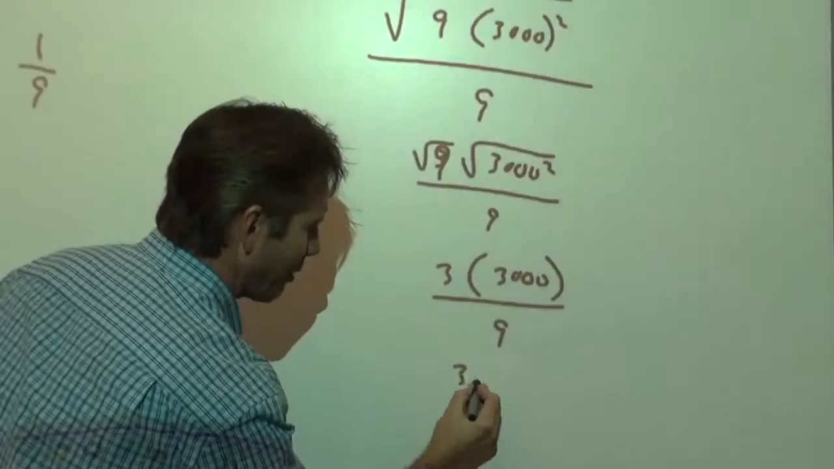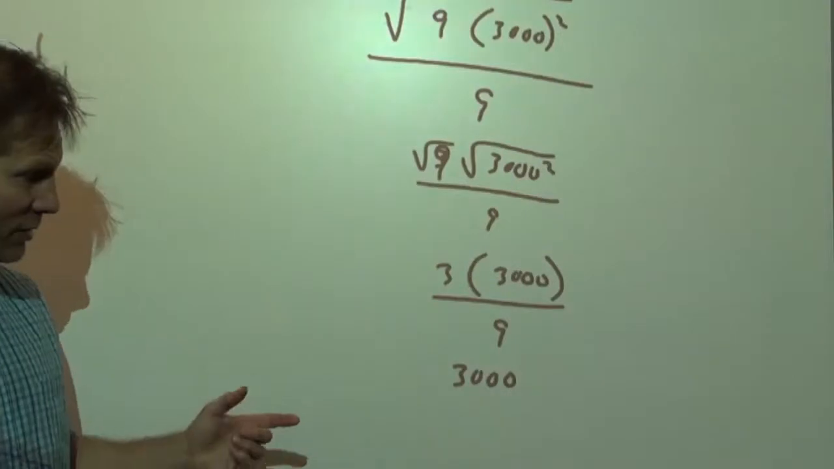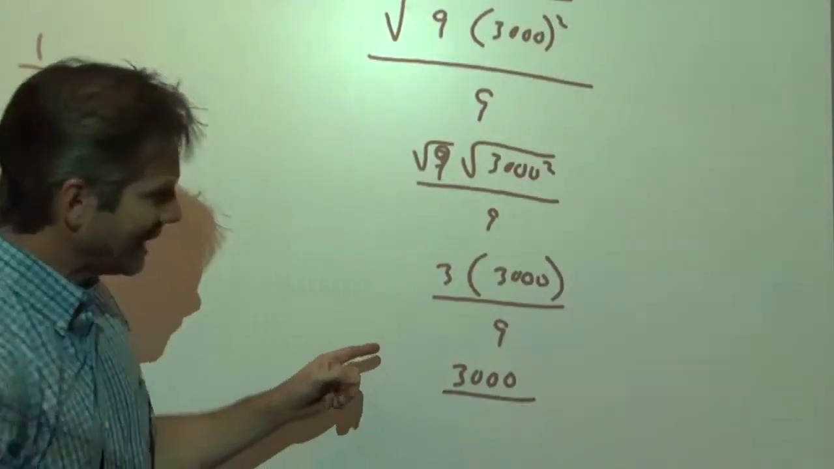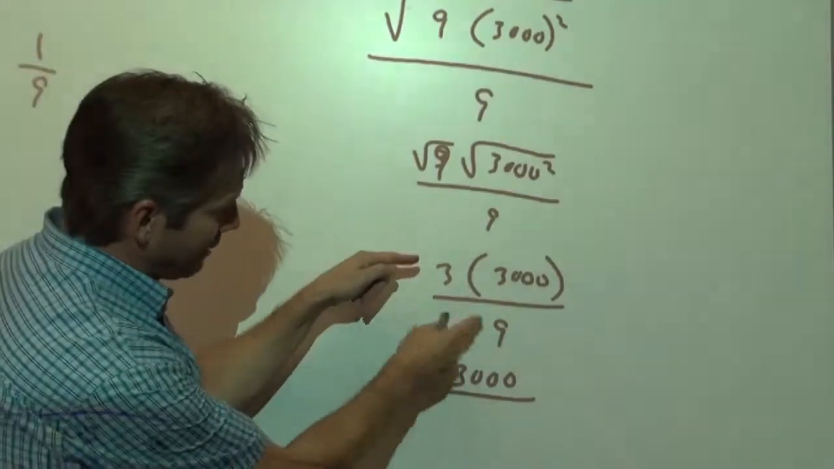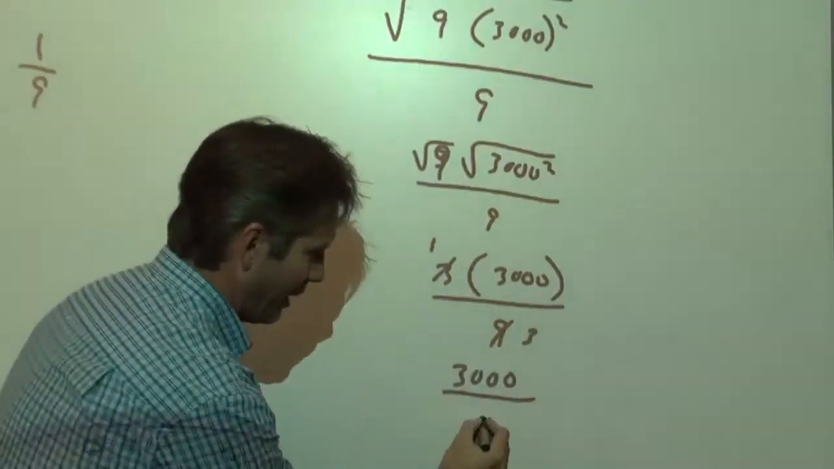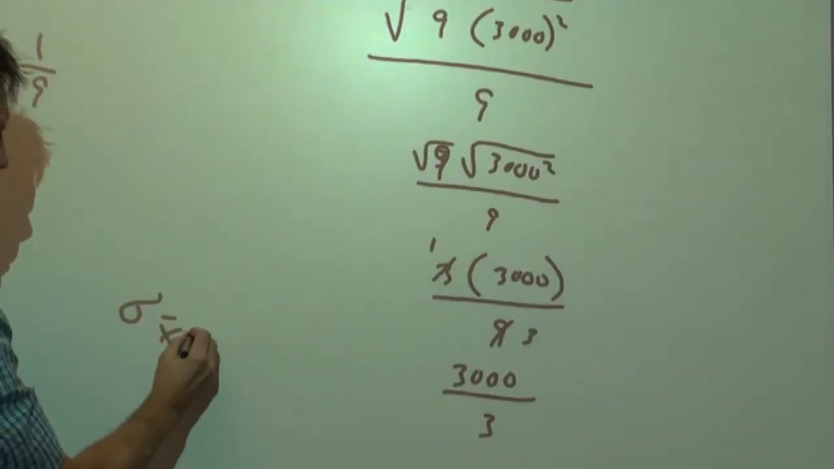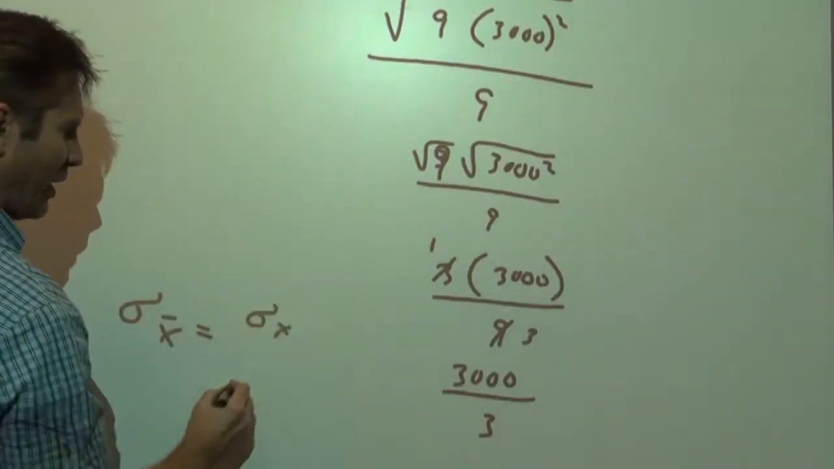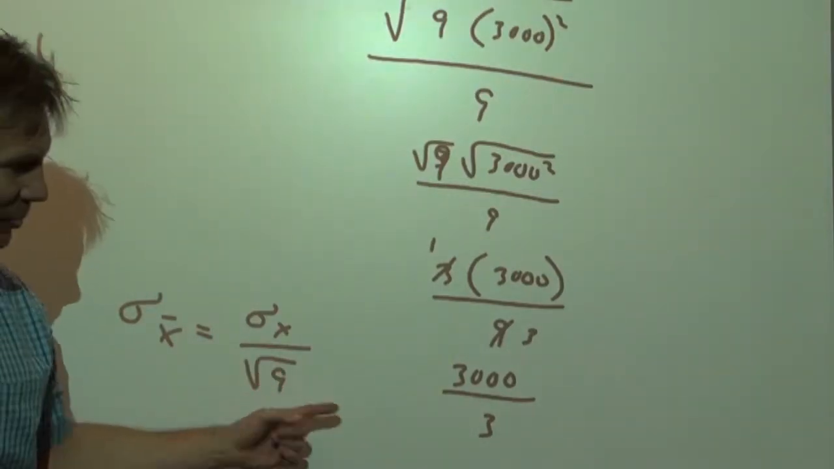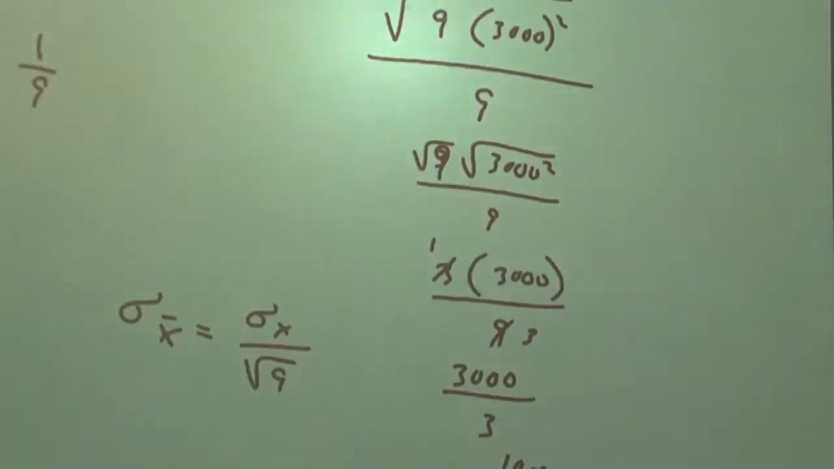So what you're going to end up with, very important, is this: when you take sample means, you're going to take your initial standard deviation of 3,000 and divide it not by the sample size, but these cancel, and you're left with the square root of the sample size, which is 3. So the standard deviation of sample means is equal to the original standard deviation divided by the square root of the sample size. In this case, the square root of the sample size is 3, so our standard deviation would be 1,000.